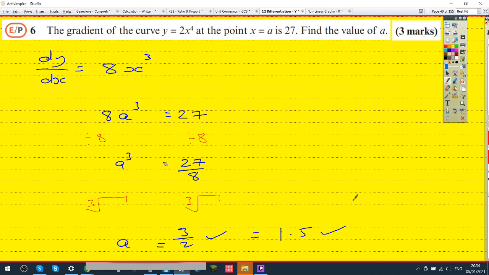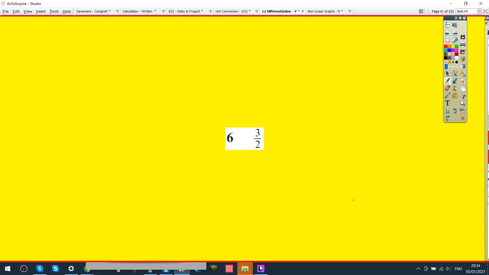1.5, also good. Yes, so this time we had to work in reverse. There's a way it can be done in the calculator. I won't bother. Differentiate, sub in, make equation, solve equation. 3 over 2.